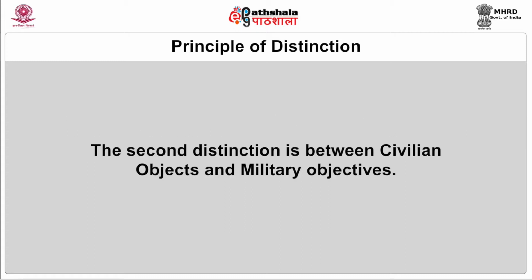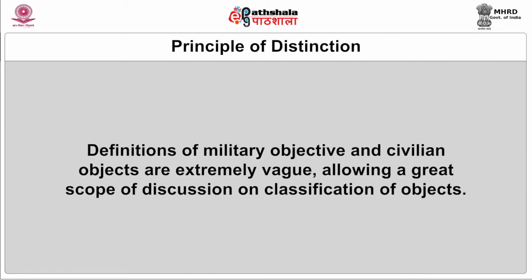The second distinction is between civilian objects and military objectives. Definitions of military objective and civilian objects are extremely vague, allowing a great scope of discussion on classification of objects. Certain objects clearly fall within military or civil objects. However, there are others, such as dual use objects, whose classification is not so black and white. A legitimate attack is one which only targets a military objective.